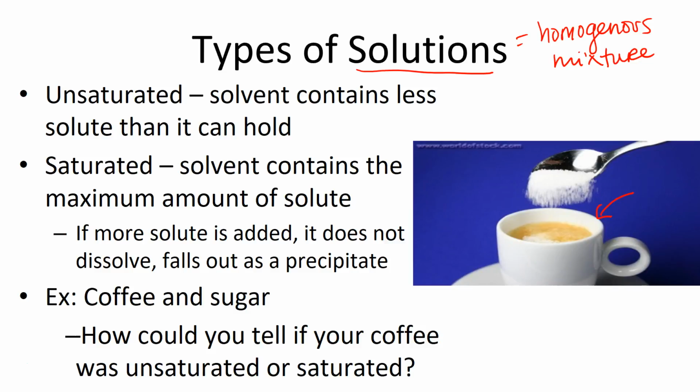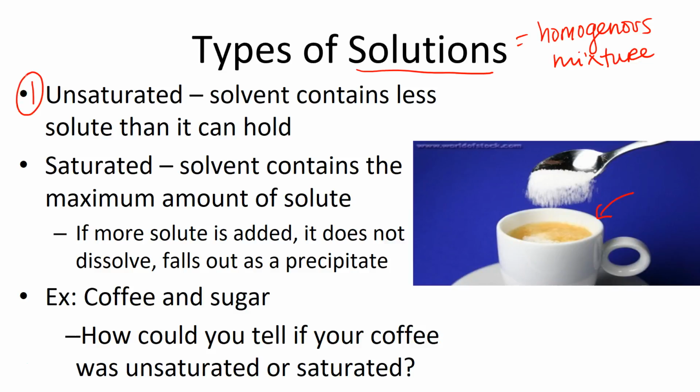Now, it might not look the same as before. It might look a little more tan than black, but it all looks the same. It's uniform in its appearance. Okay. Now, there are three types of solutions.